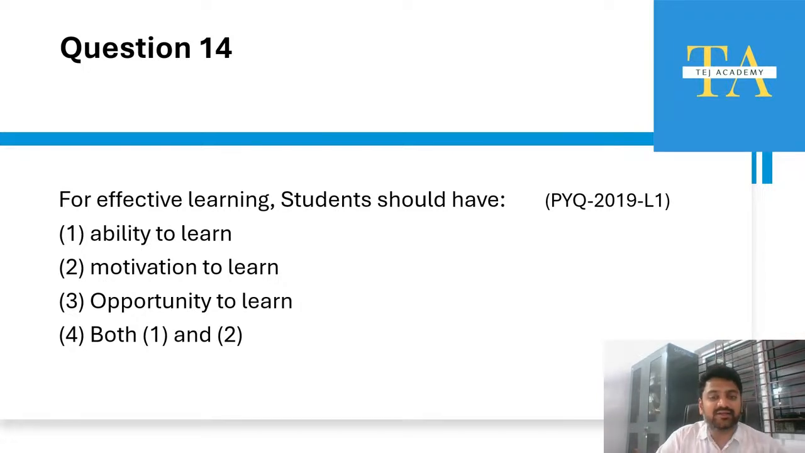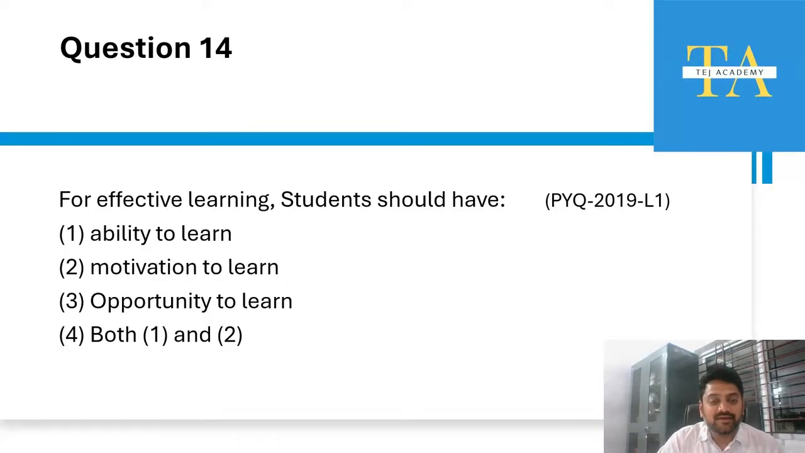For effective learning, students should have ability to learn, motivation to learn, opportunity to learn. Question number 14. Okay, okay. Majority of you are selecting fourth option. Some of you selected both one and two. Yes, fourth option. But the correct option is three.